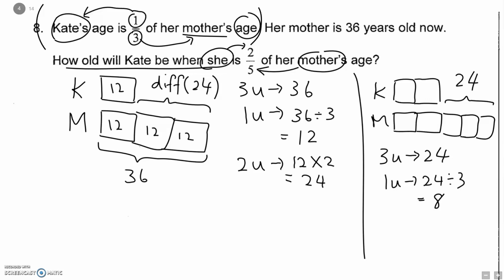So how old is Kate going to be? This is what we are interested to find out. So Kate is a question mark, but we know Kate is worth 2 units. So this 2 units gives you a 2 times 8, which answer is a 16. Okay, so always remember the number on top usually represents the person to the left. The bottom number usually represents the person to the right. Usually, most of the time. So the answer will be 16 years old when Kate is 2/5 of the mom.